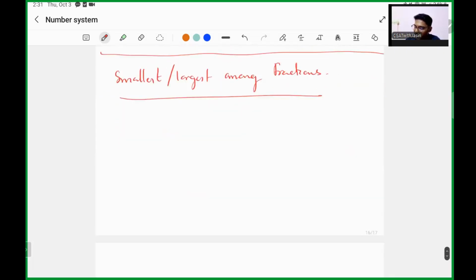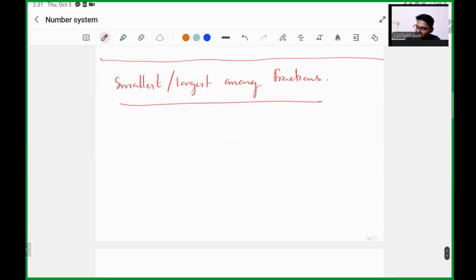So there is a trick for that. I am giving you one example here. I am giving you two fractions, 2 by 3 and 5 by 7. Now I am asking you which is the smallest one. Is it 2 by 3 or 5 by 7? Or I am asking you which is the greatest fraction. Is it 2 by 3 or 5 by 7?